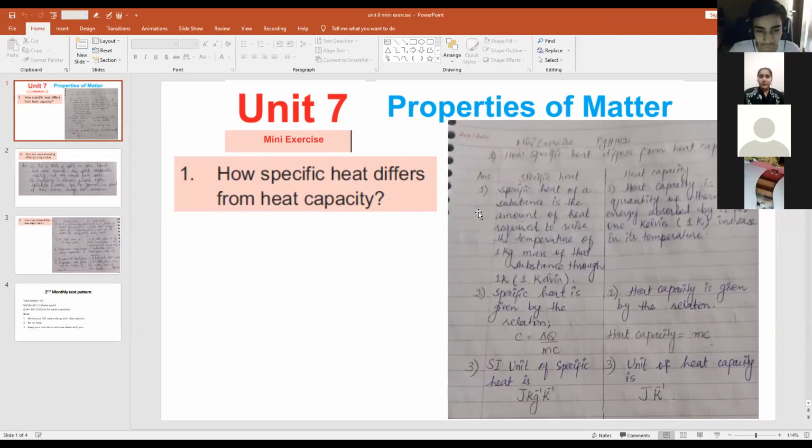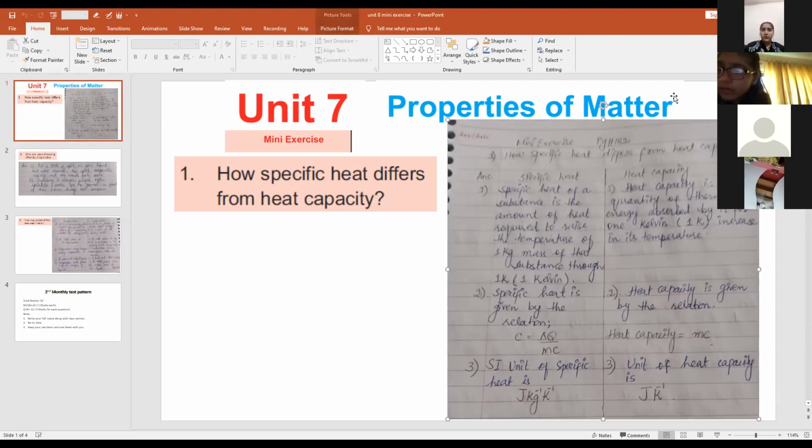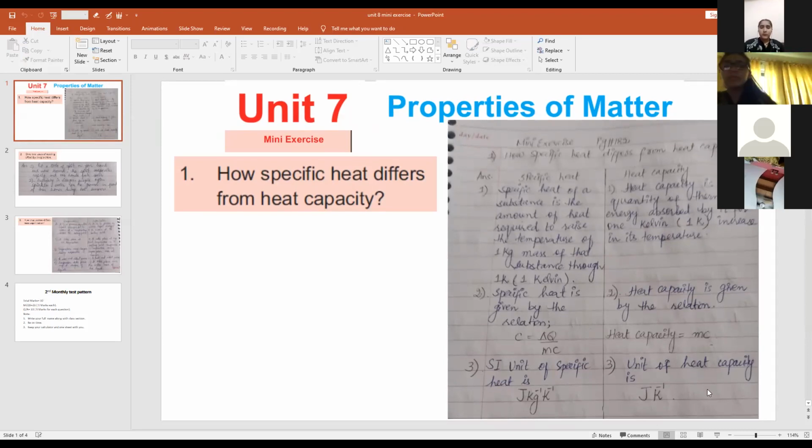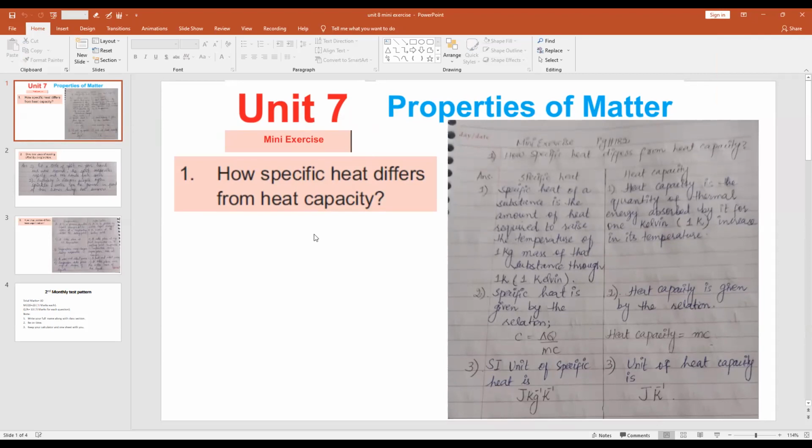So the first question in the mini exercise is how specific heat differs from heat capacity. All of you know what heat capacity is and what specific heat is, right? So what we have to do is write the difference over here. For that, you have to make columns. In one column, you have to give the heading of specific heat. In the other column, you have to give the heading of heat capacity, right?